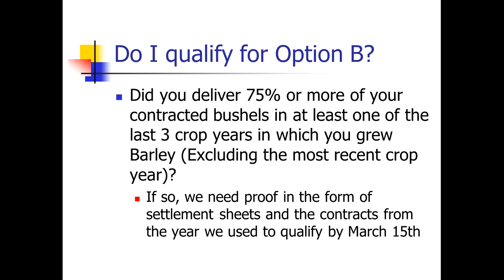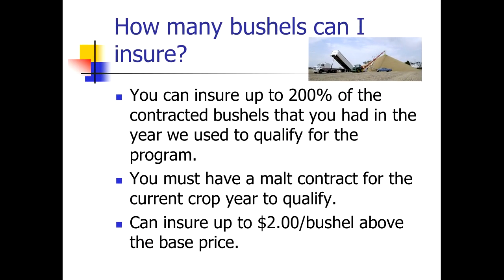You'd have to pick one of those years, preferably the one that you had the most contracted bushels, that would satisfy this, and prove to us that you had contracts that year and that you delivered on 75% or more of your contracts. So how many bushels can you insure in this current crop year? We can insure up to 200% of the contracted bushels that you had in the year we used to qualify.